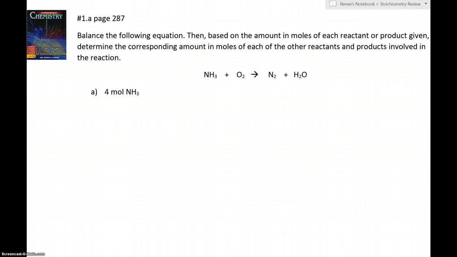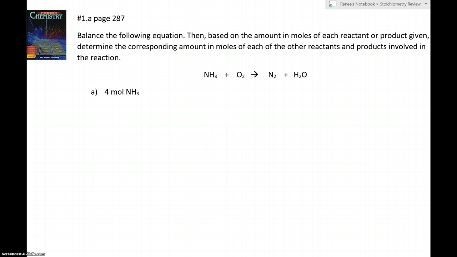I'm going to be going over some basic stoichiometry problems. In this first video, I'm going to go over mole-to-mole problems using stoichiometry. The problem that you see in front of you I have pulled off of the Modern Chemistry book that you see in the top left-hand corner, number 1A on page 287.